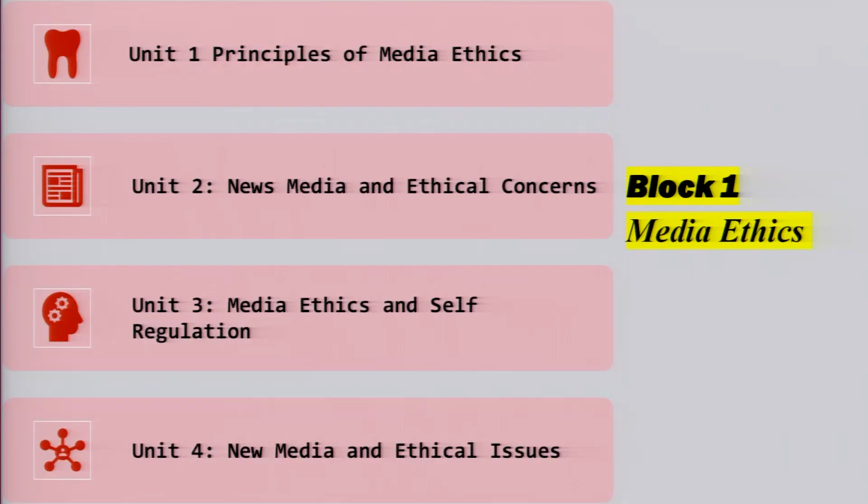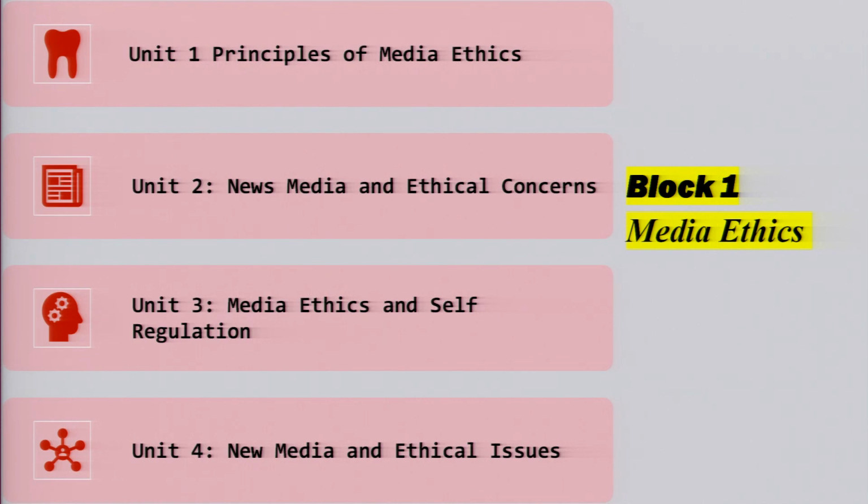This will bring you to the next unit of the block, which is Unit 3, which deals with media ethics and self-regulation. This explains that media ethics and self-regulation are interlinked. And if certain ethical principles and norms are followed, it will lead to self-regulation.